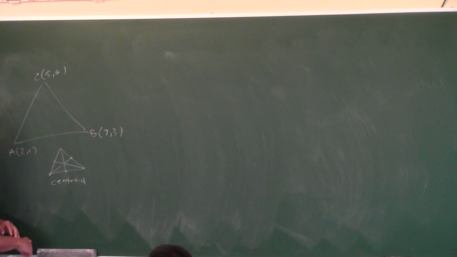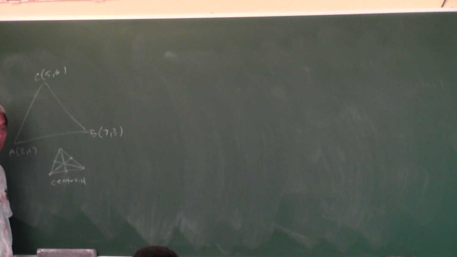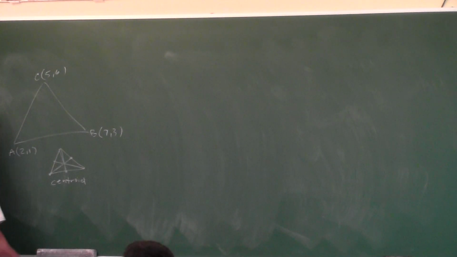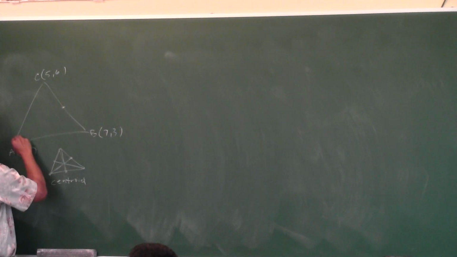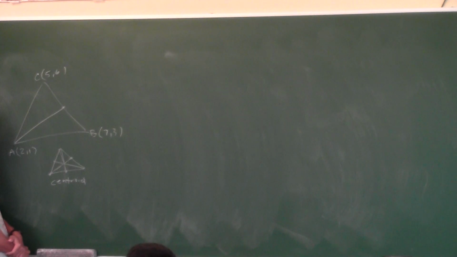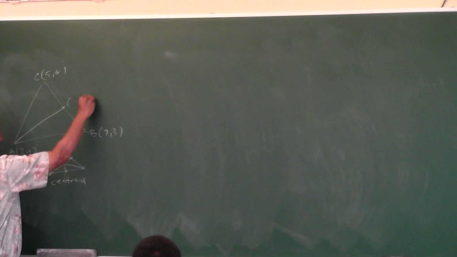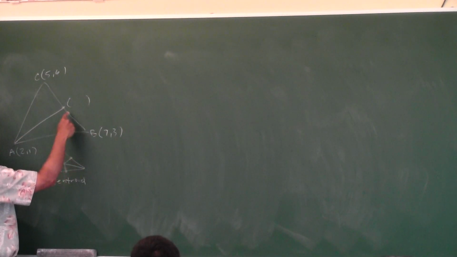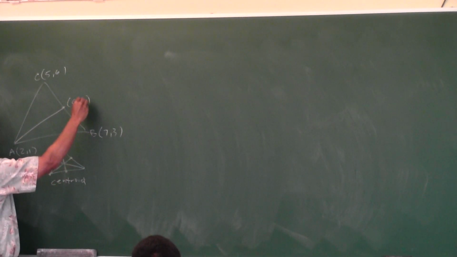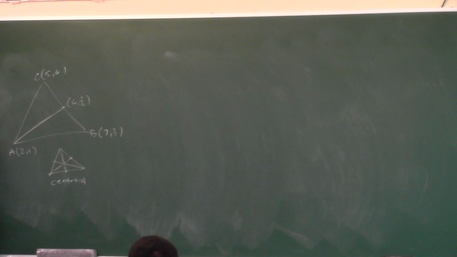How do you find the centroid? You write the equation of 2 of the medians. For example, how would you write the equation of this median right here? Since it goes from here to the midpoint, what would you do? Since that's the midpoint, you use the midpoint formula, which is 6, 9 halves. Then you have to write the equation of this line.